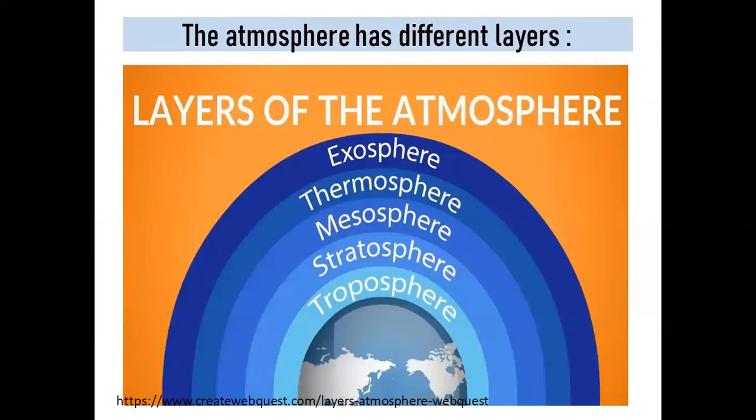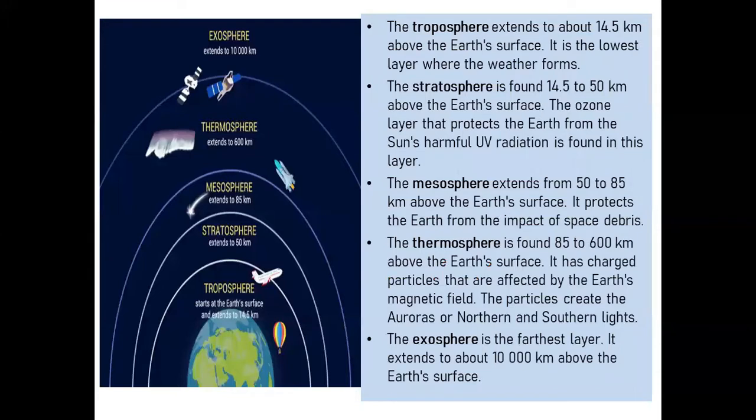The atmosphere has different layers. Layers of the atmosphere are troposphere, stratosphere, mesosphere, thermosphere, and exosphere. The troposphere extends to about 14.5 kilometers above the Earth's surface. It is the lowest layer where the weather forms. The stratosphere is found 14.5 to 50 kilometers above the Earth's surface. The ozone layer that protects the Earth from the sun's harmful UV radiation is found in this layer.